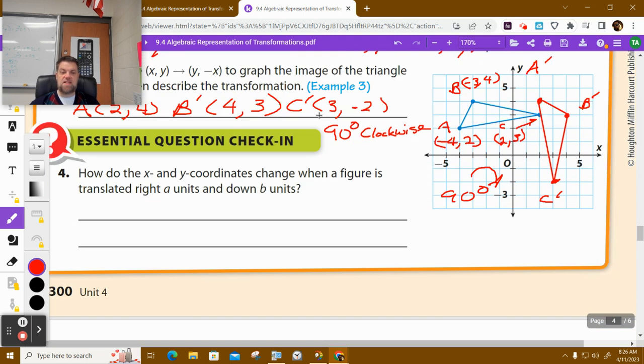Okay, number 4, it says, how do the x and y coordinates change when a figure is translated A units to the right and B units down? Well, that's easy. It's going to be x plus A, comma, y minus B.